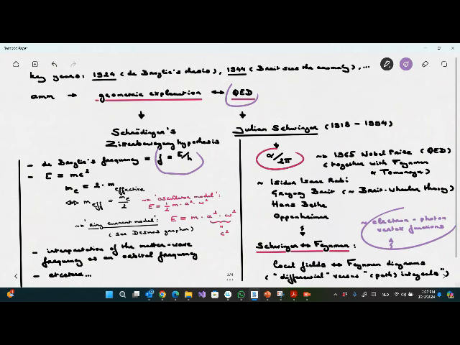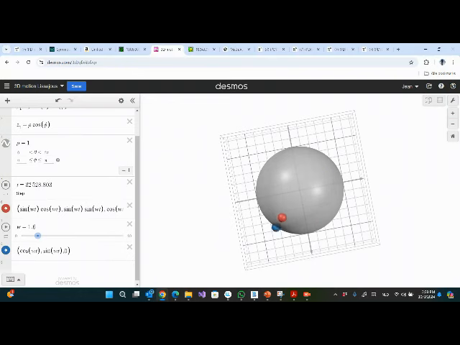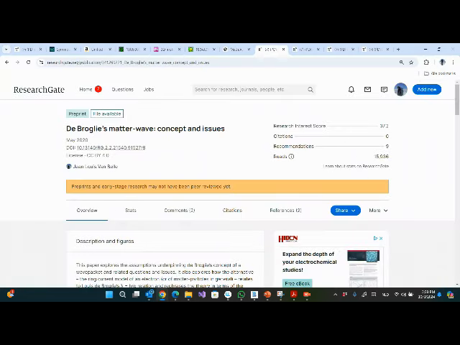How did it come about? The key date really is 1924, exactly 100 years ago, the De Broglie thesis that not only light is quantized and has a frequency, but that there is something like the matter wave, which I think was a breakthrough. It's just a matter of how we interpret that matter wave. Maybe for those who don't know me, I wrote a paper on that concept and issues.